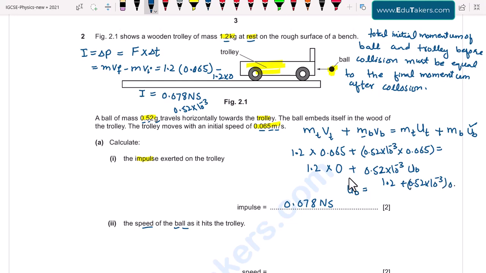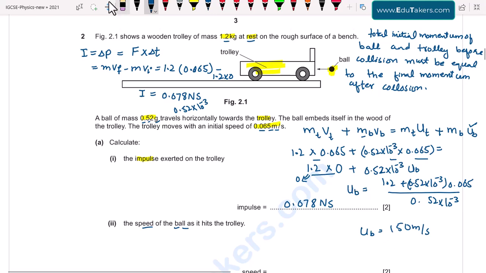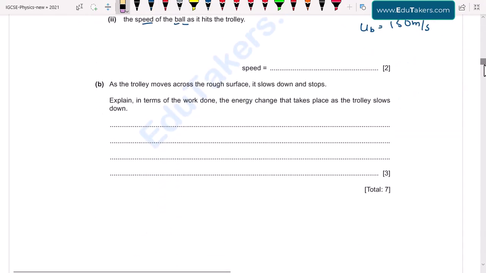and I take 0.065 common from the left hand side, and then I subtract. This term becomes equal to 0, so we don't need to subtract this, and I divide it by this value, 0.52 into 10 power minus 3. So after simplification, ub, that is the velocity of ball, comes to be 150 meter per second, and that is the speed of ball. So I write here it is equal to 150 meter per second.